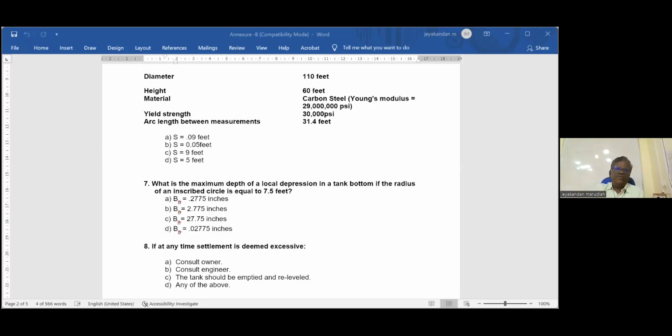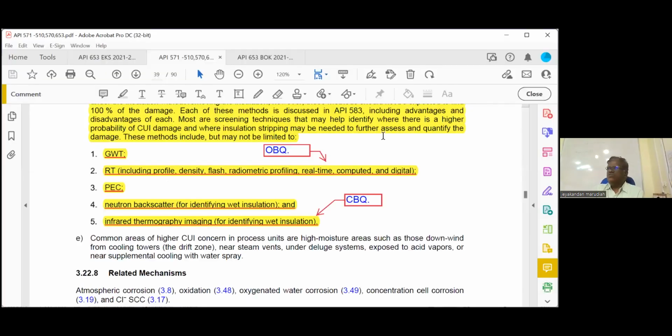In normal UT we use high frequency, but here in LRUT they will use low frequency because we want to check the long distance in one shot. In one shot it can travel up to 100 feet. And if there are any branches or breaks, it will come back. Okay, this is about the LRUT.